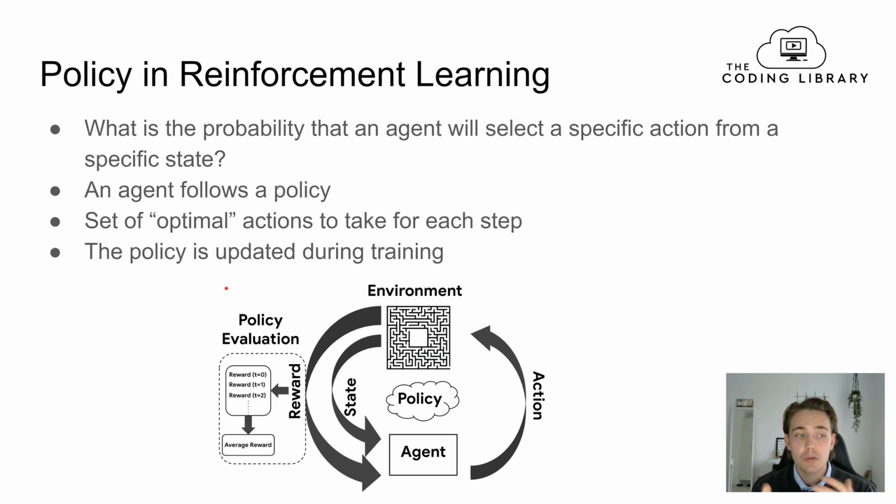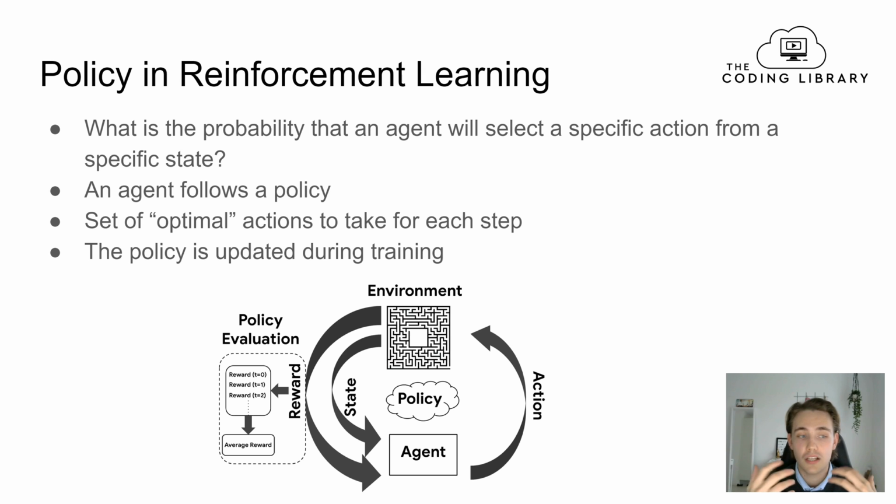First of all, we're going to talk about policy in reinforcement learning and what a policy is. What is the probability that an agent will select a specific action from a specific state? This is what a policy in reinforcement learning describes. Let's say we're given a specific state, and then we need to find the probability of the next specific action we're going to take. We can talk about a policy as a set of actions that we can take for our agent to reach its goal. And then we say in reinforcement learning that our agent follows a policy, so it's following a policy around, and it's taking actions from that policy.